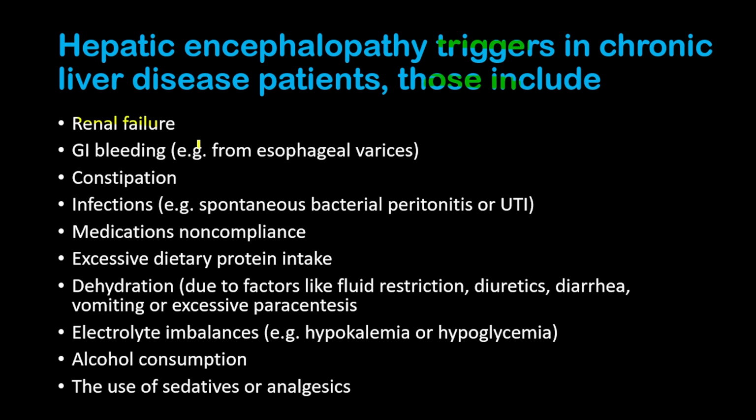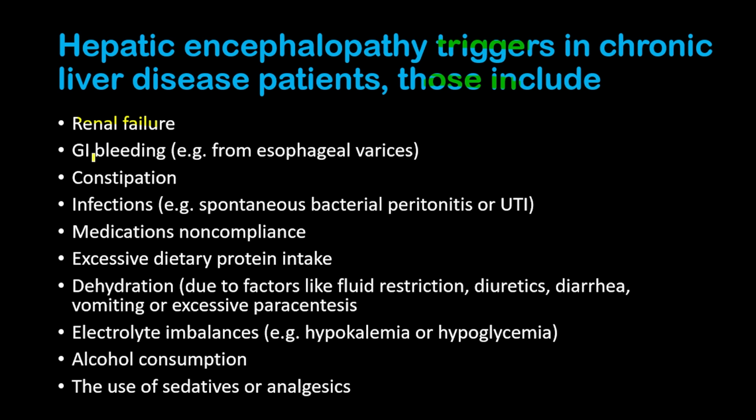Now, renal failure may trigger hepatic encephalopathy because in renal failure, there will be accumulation of urea because it can't be excreted through the kidneys because they failed. And once we have a higher amount of urea, we have more nitrogen inside the body, and we also have more ammonia inside the body. And this means that we have a higher risk of developing encephalopathy.